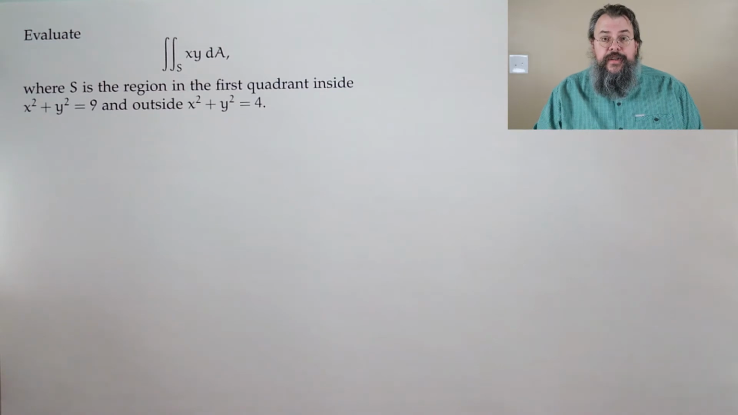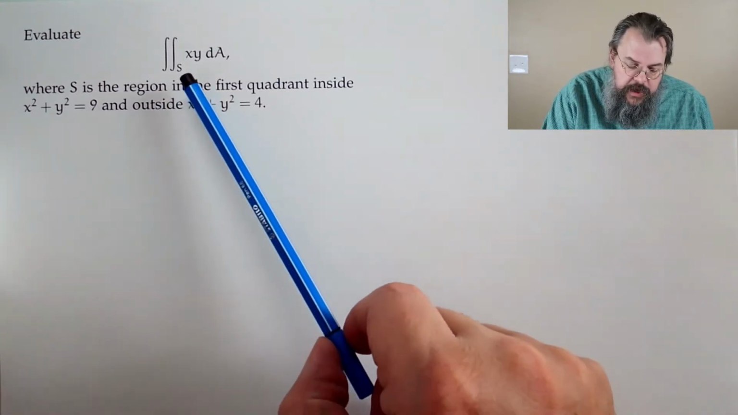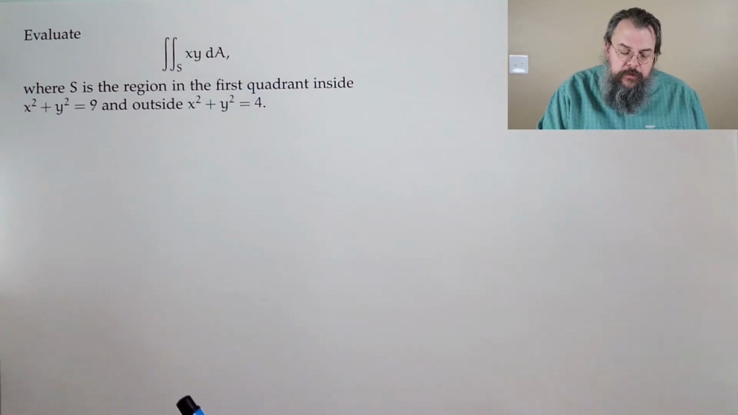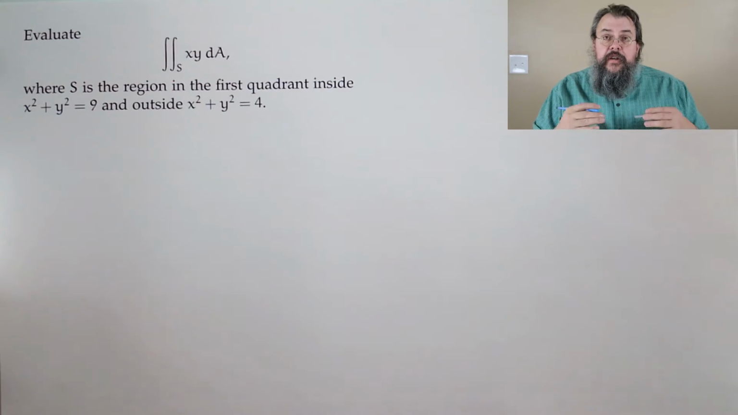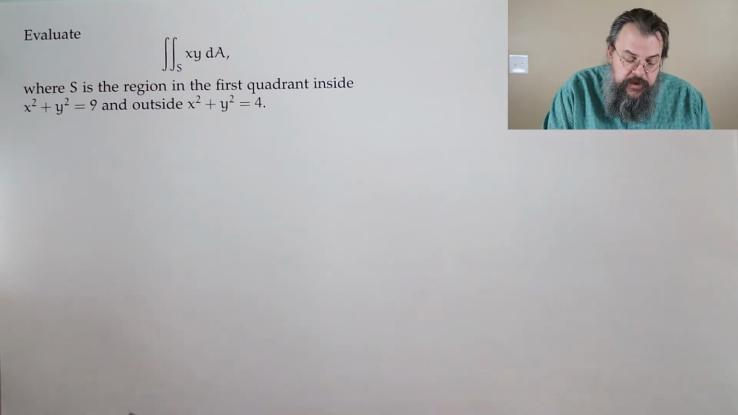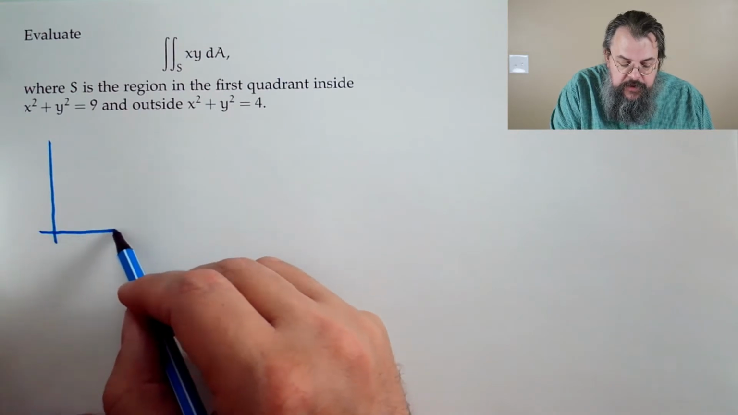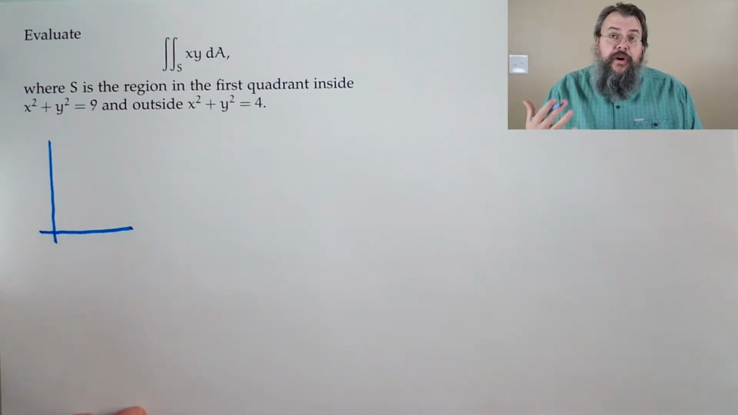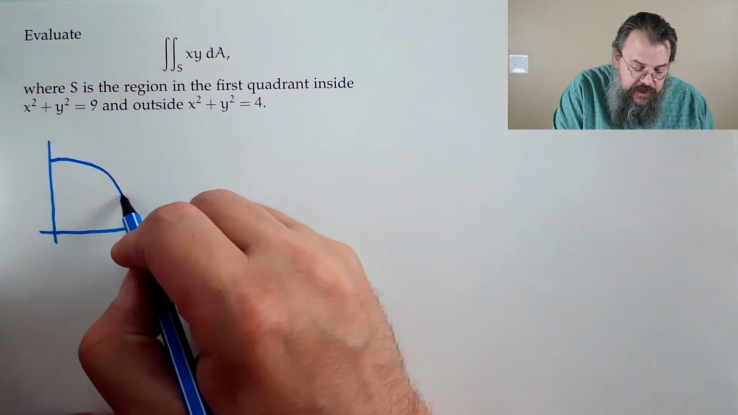Evaluate the integral over some region called S, x, y, dA. Where's our region? It's in the first quadrant. It's inside the x squared plus y squared equals 9, and outside x squared plus y squared equals 4. So if we sketch it, we say, okay, x squared plus y squared equals 9 is code for a circle of radius 3, centered at the origin. So, all right, so I have a circle of radius 3.